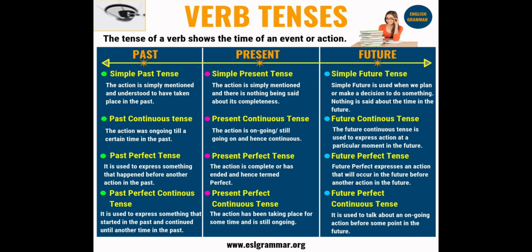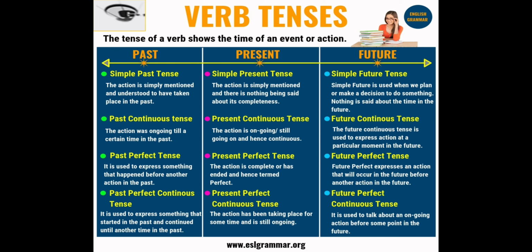Now, the past tense has simple past tense in which the action is simply mentioned and understood to have taken place in the past. In the past continuous tense, the action was ongoing till a certain time in the past. In the past perfect tense, it is used to express something that happened before another action in the past. And in the past perfect continuous tense, it is used to express something that started in the past and continued until another time in the past.